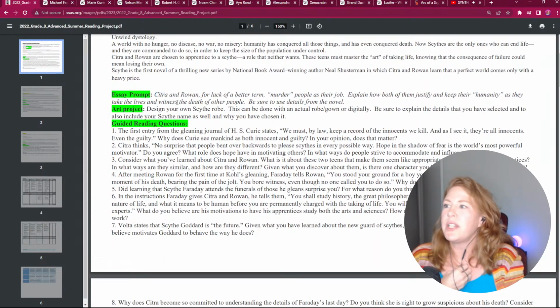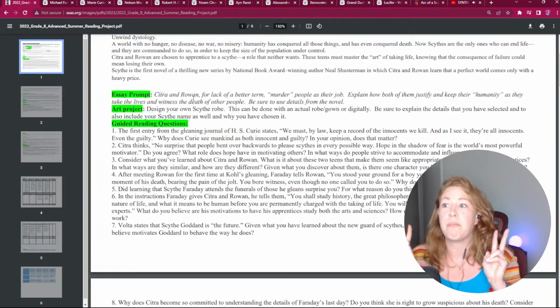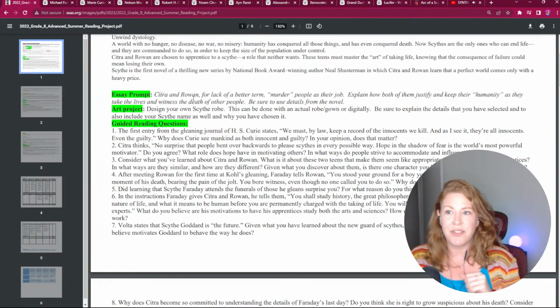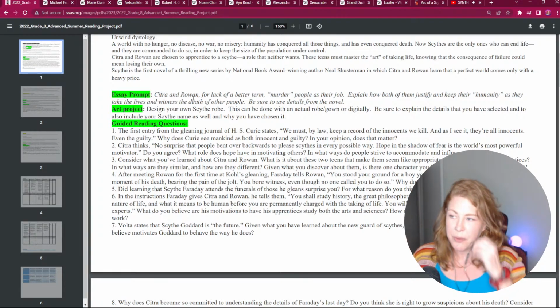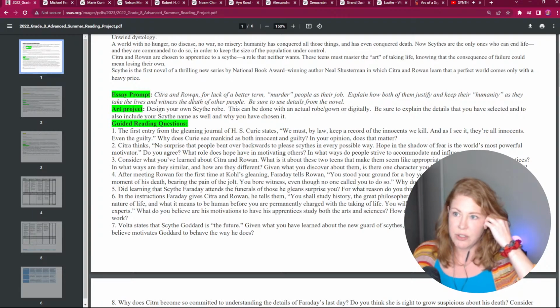Okay. Citra and Rowan, for lack of a better term, murder people as their job. Explain how both of them justify and keep their, quote, humanity as they take the lives and witness the death of other people. Be sure to use details from the novel.